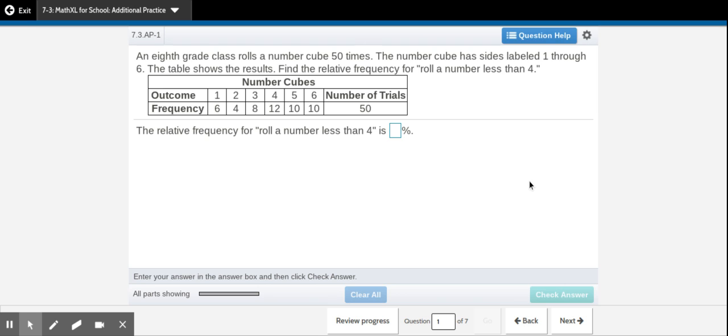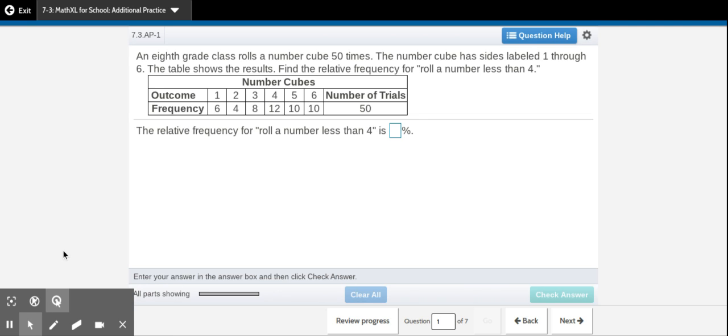All right, let's get started on 7-3. An eighth grade class rolls a number cube 50 times. The number cube has sides labeled 1 through 6. The table shows the result. Find the relative frequency for a roll a number less than 4.